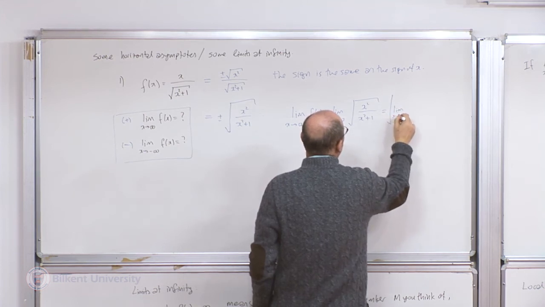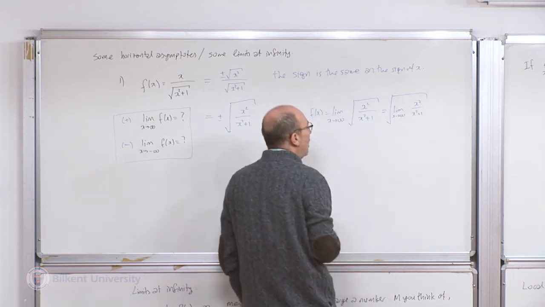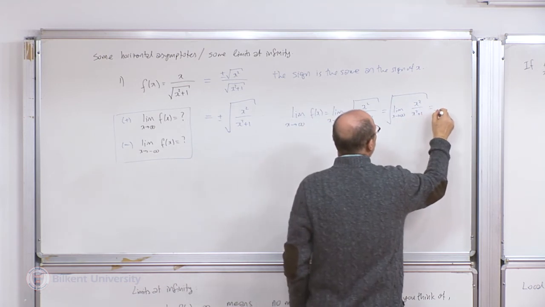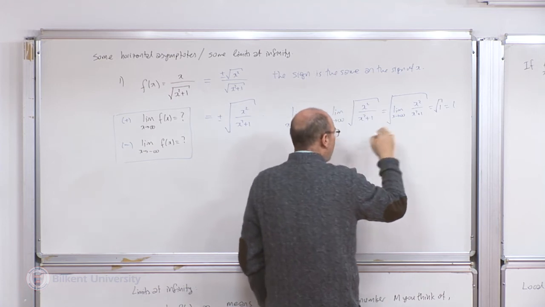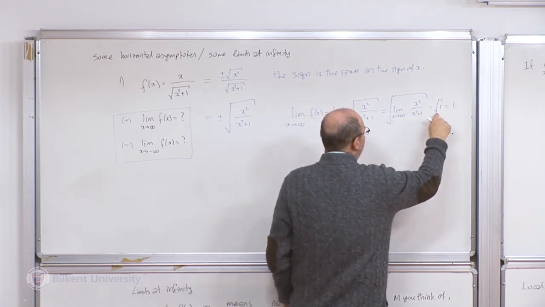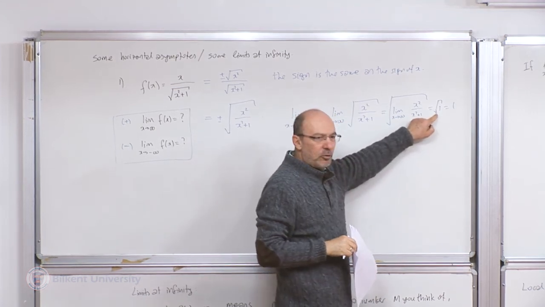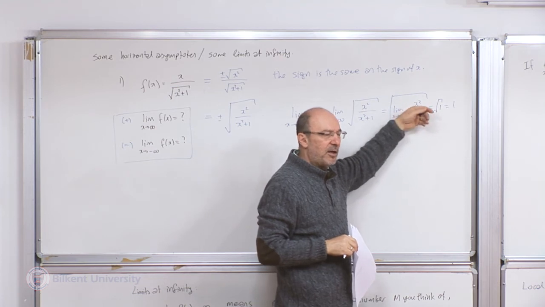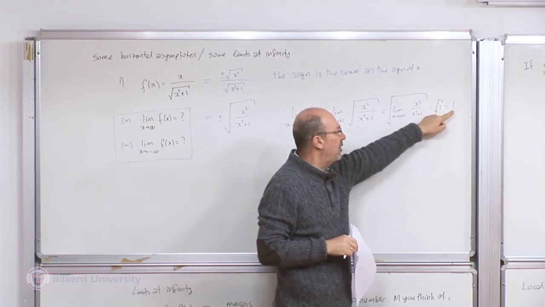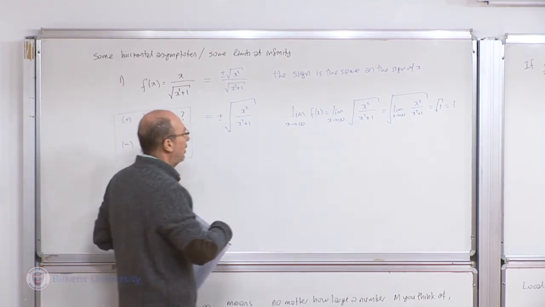Limit as x goes to plus infinity of the square root of x squared over x squared plus 1. Okay, so I won't say anything here. This limit is 1, so this is square root of 1, and that is 1. Of course, I can jump from here to here, but I'm reminding myself that I have to take a square root, so I have to decide on the sign. I once again verify that I'm taking the correct sign, and I get 1.